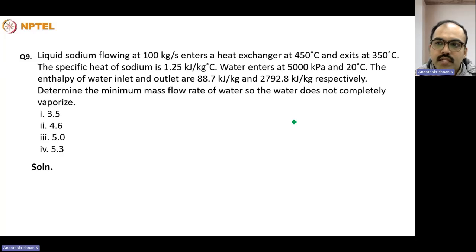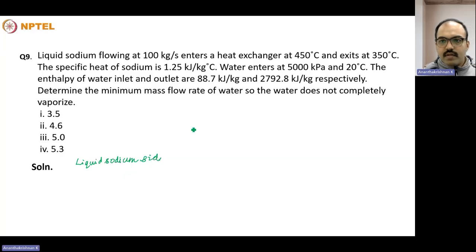Minimum mass flow rate of water so that the water does not completely vaporize. The inlet and outlet conditions of the water are given, so both are in the water phase. The liquid sodium side energy you can completely calculate. That's a basic energy balance.